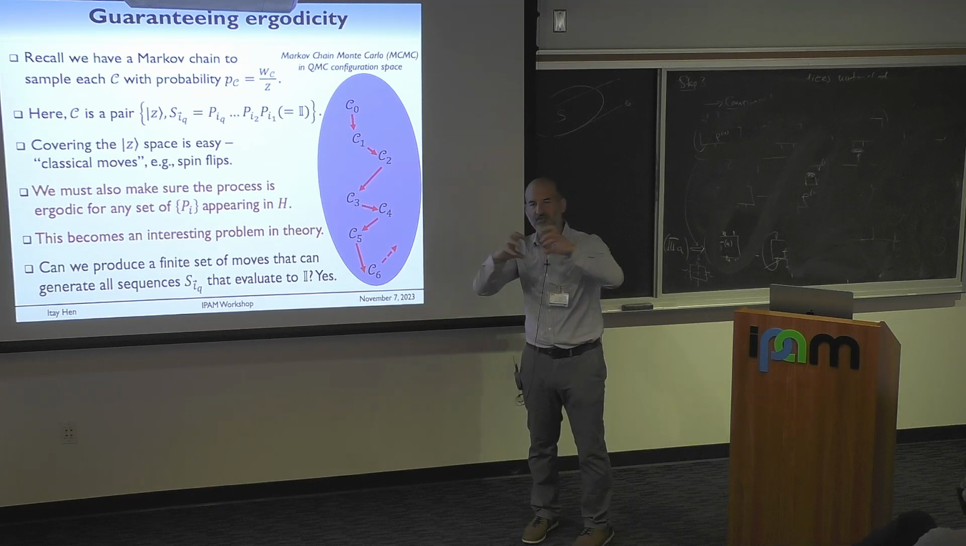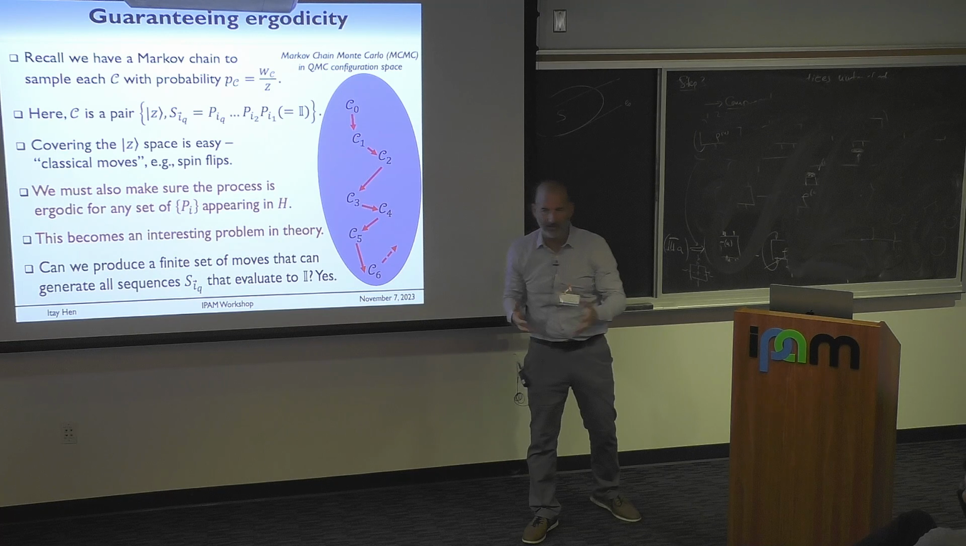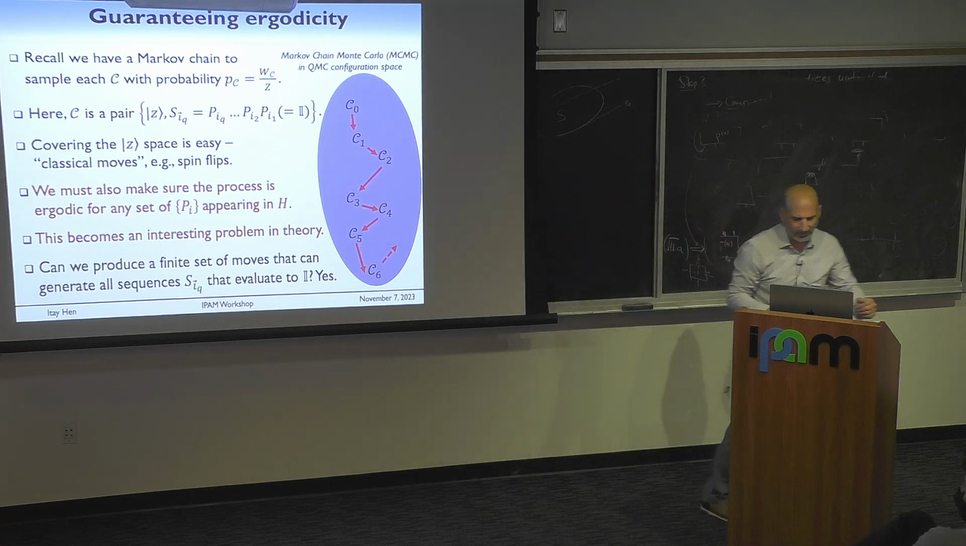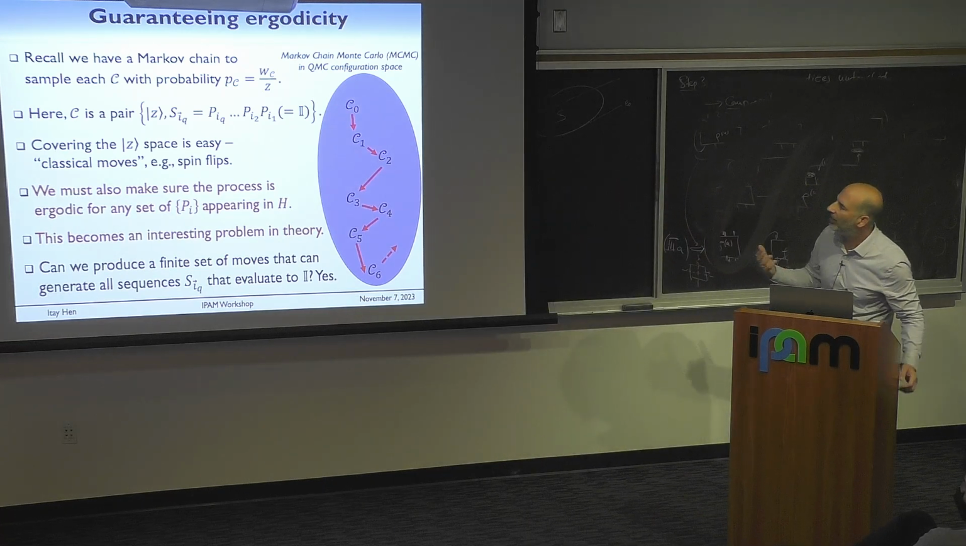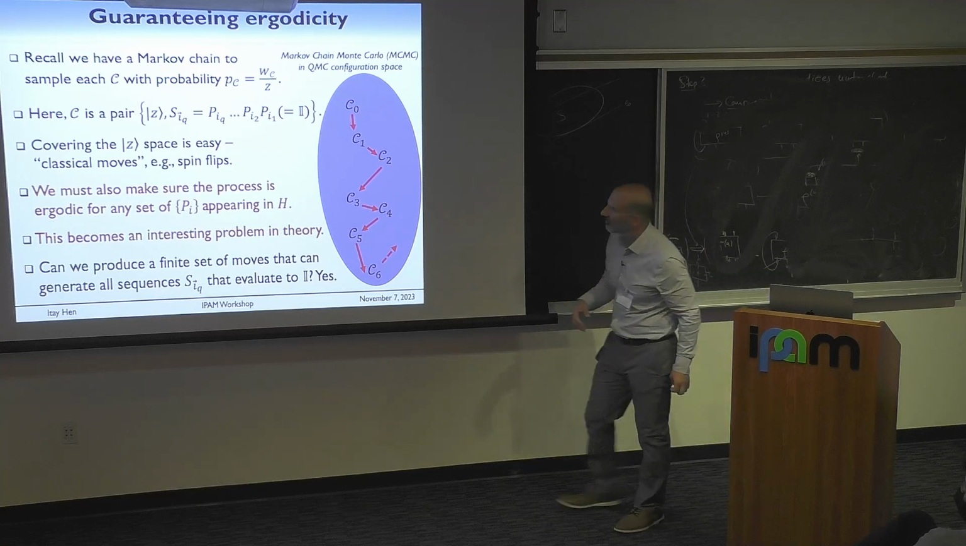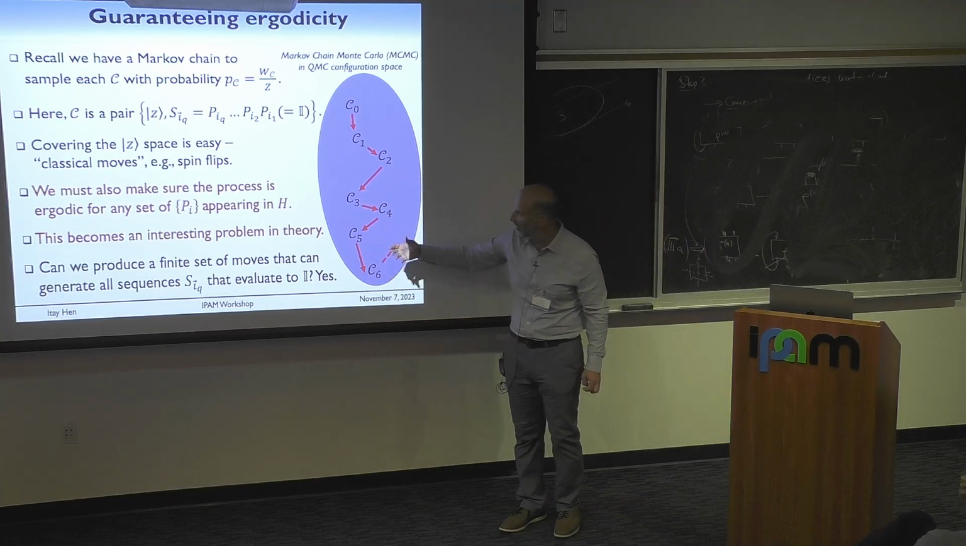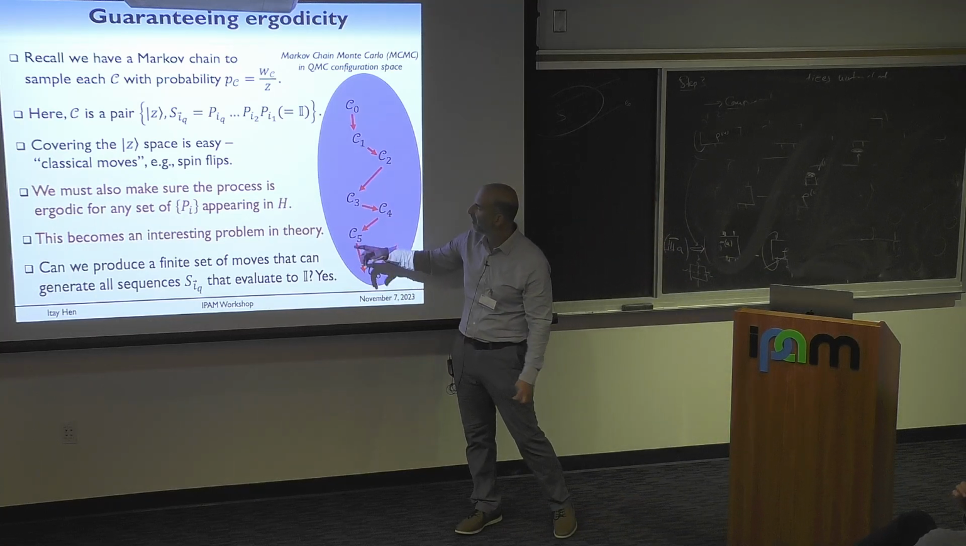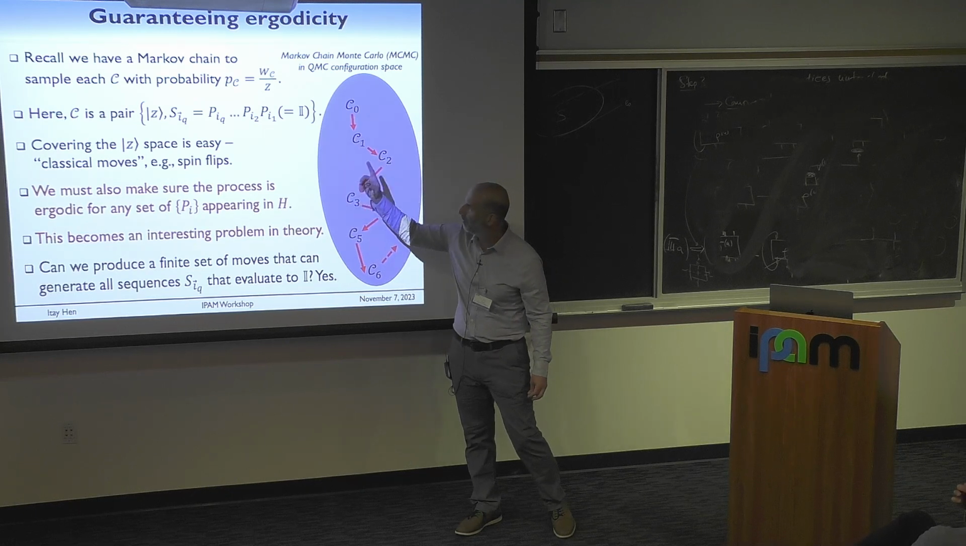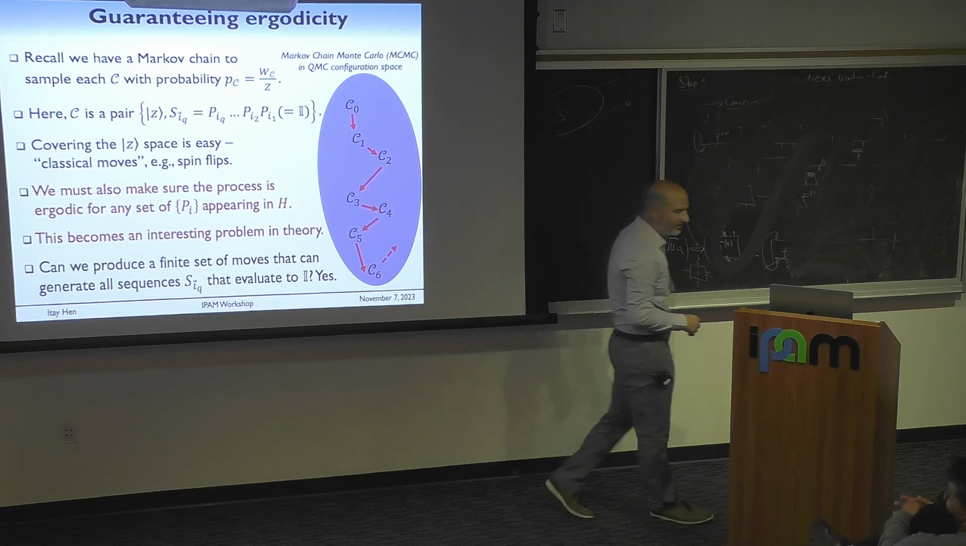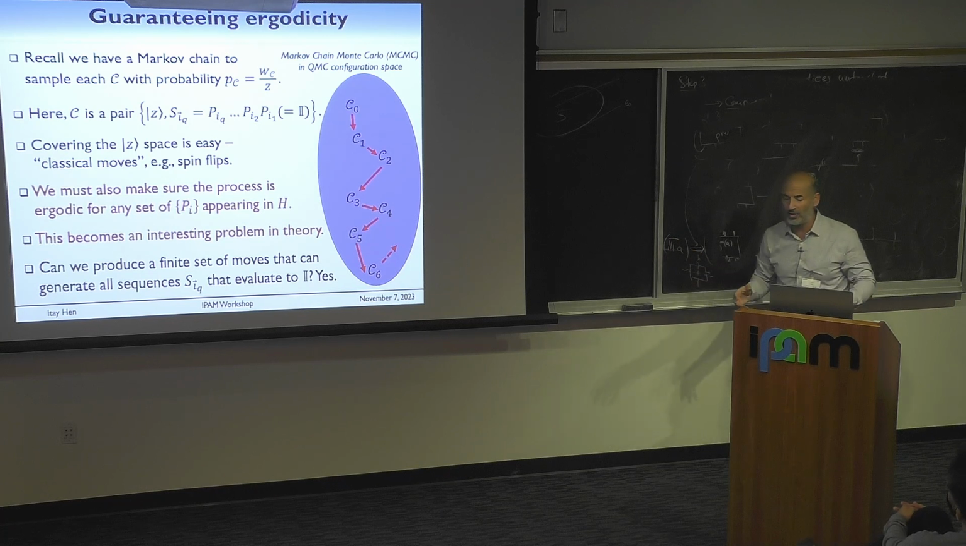Sure, or at least it's not disconnected completely. I agree with you there, for sure. But the hard part, I guess, is to make sure that I have a finite set of moves that can cover all the products of p's that evaluate to the identity, regardless of the Hamiltonian.